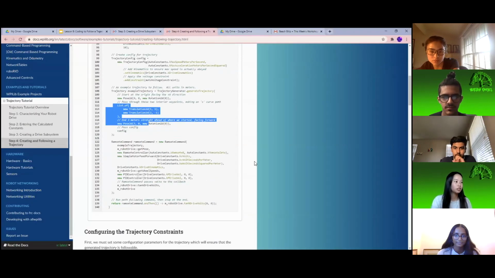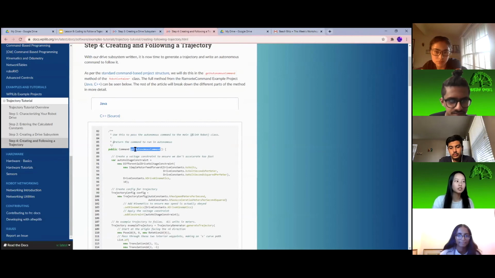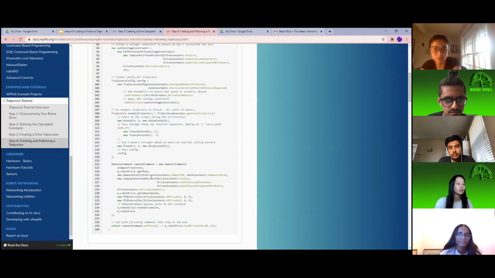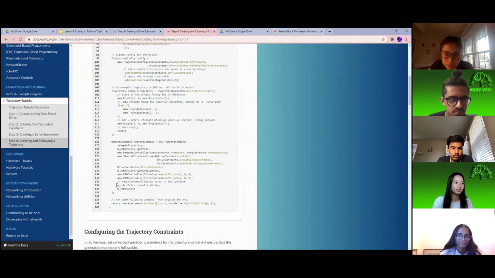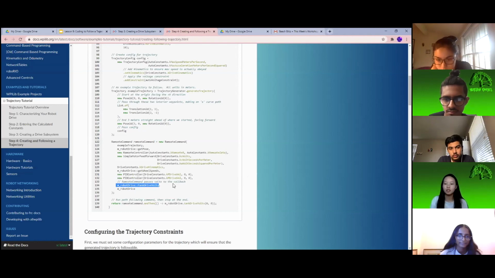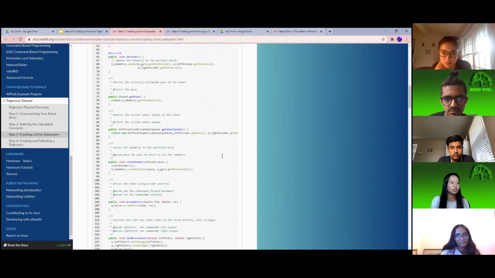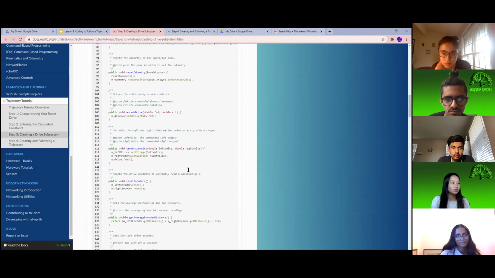Yeah, that's it. So wait, if you go over here, this is the autonomous command in robot container. And then you have your Ramsete command. This is the thing that compiles and does everything basically. And here you have robot drive, tank drive volts. So as we mentioned before, Ramsete command calculates the voltage and it basically just gives it back to the tank drive. And this can be shown in the drive subsystem right here.